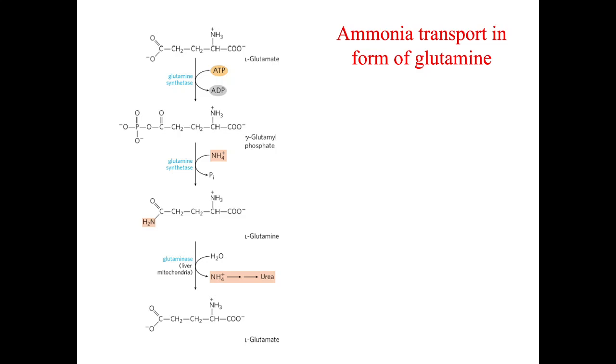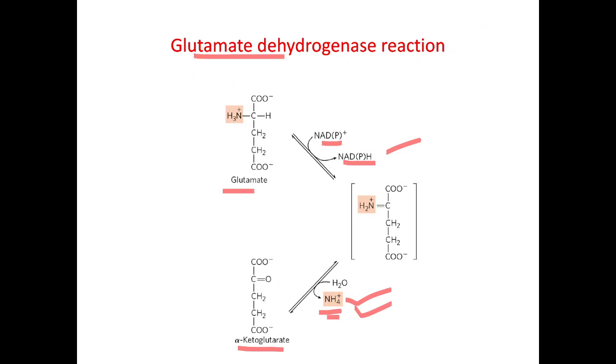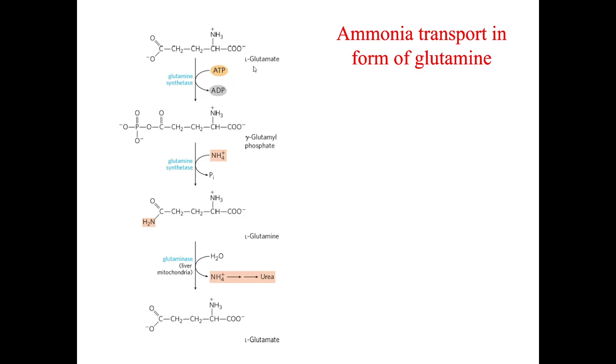Ammonia transport in the form of glutamine. In our blood, ammonia is transferred in the glutamine form. So L-glutamate is there. Whenever we want to transport ammonia, we convert it into L-glutamine. How do we do that? We already have L-glutamate, and we saw how we can form L-glutamate via the transamination reaction.